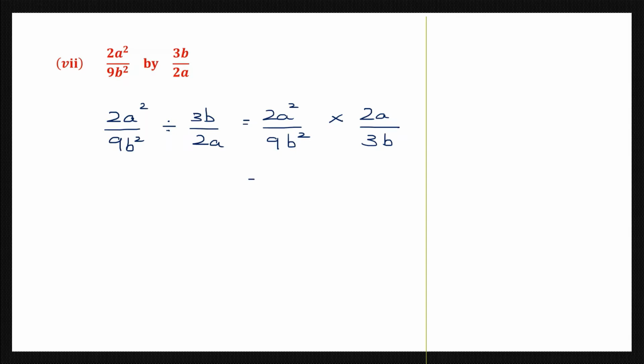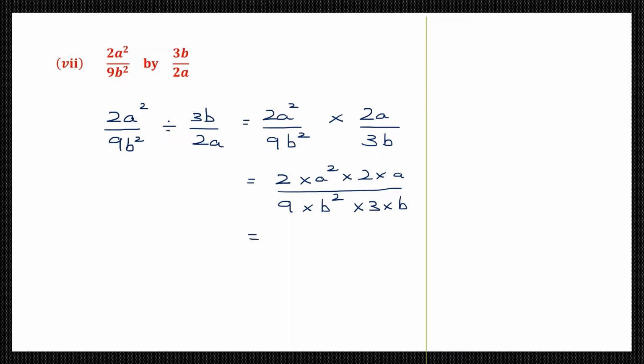So here what do we have? 2 into a to the power of 2 into 2 into a. This is what we have in the numerator. And in the denominator, 9 into b to the power of 2 into 3 into b.